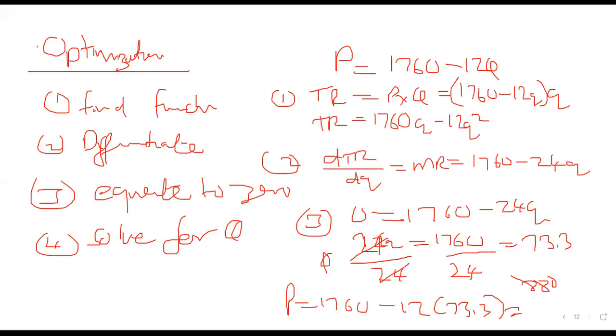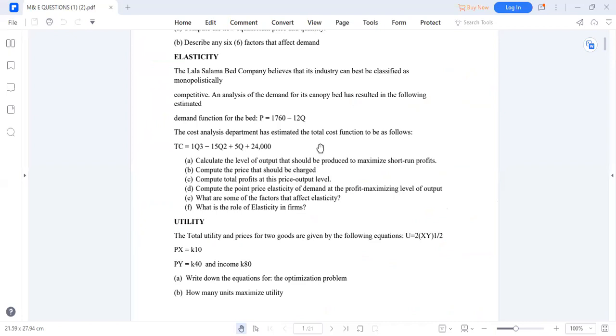I'm just teaching you the steps of optimization. We haven't even answered the question. Now let's go to the question. We've been given the demand function and the cost function. We've been asked to find the output that maximizes profit, the price that will be charged, and the actual total profit.